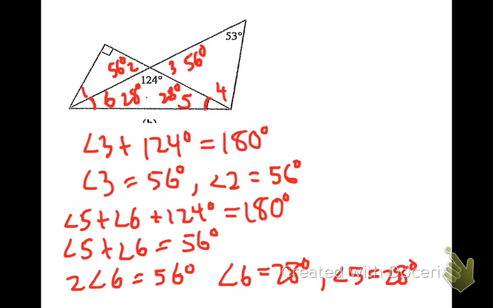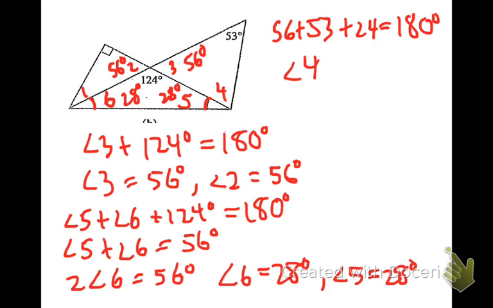What other angle can we find? How about angle 1 or angle 4? How could we find that? Yes, Mia. For angle 4, add those two angles, 56 and 53, and subtract from 180. Right. We could do 56 plus 53 plus angle 4 equals 180. So angle 4 equals 71.